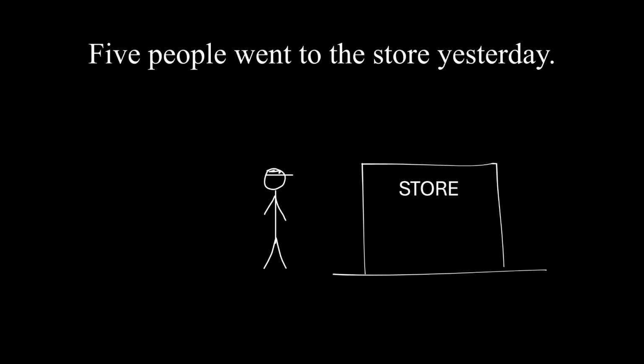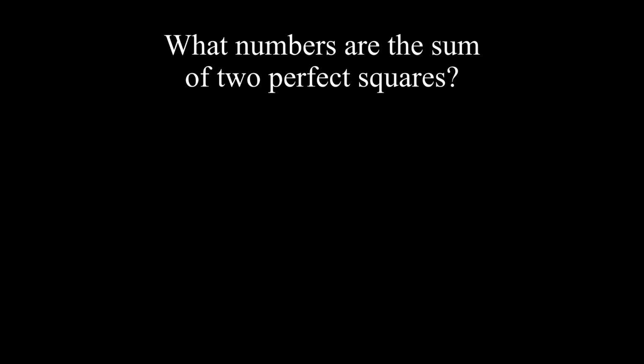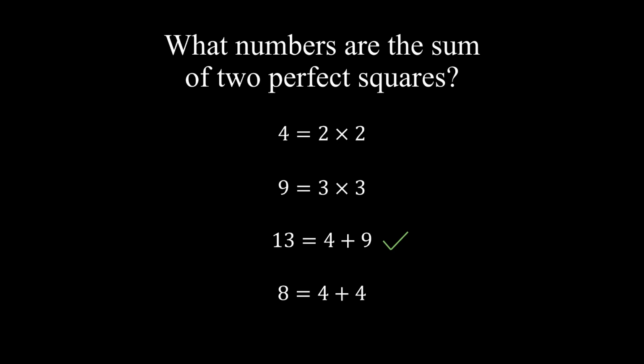Okay, maybe not in this example. But let's look at a mathematical example where an interpretation like this actually makes sense. We might ask, what numbers are the sum of 2 perfect squares? A perfect square is a number which is the product of a whole number with itself, like 4, which is 2 times 2, or 9, which is 3 times 3. So for instance, 13, which is 4 plus 9, is the sum of 2 perfect squares. But we also have that 8 is 4 plus 4. So 8 is also the sum of 2 perfect squares.